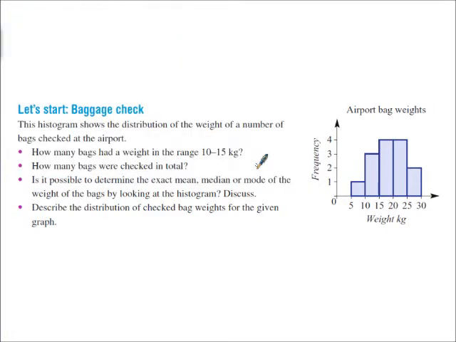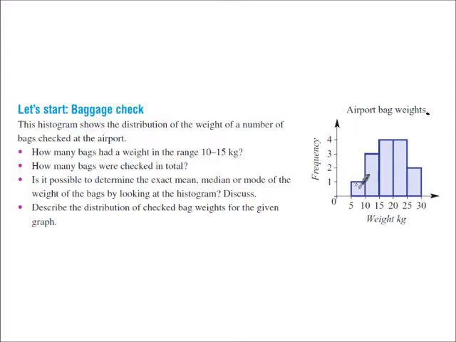In this video we'll look at frequency tables and histograms. We'll start off by looking at an example of a histogram. This histogram here is a histogram that shows the distribution of the weight of a number of bags checked at the airport.